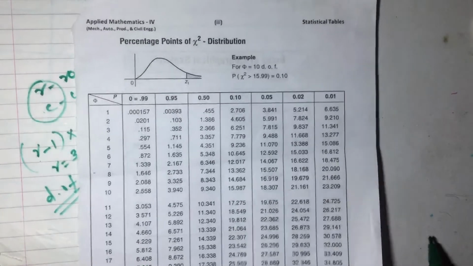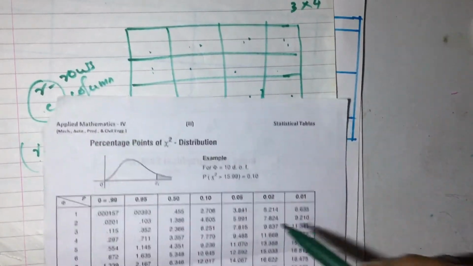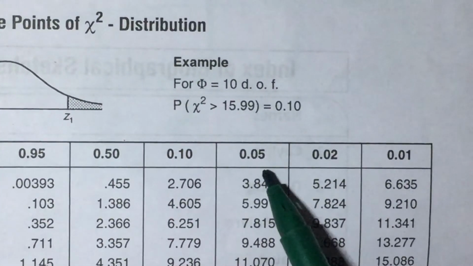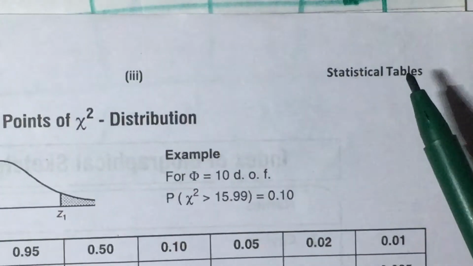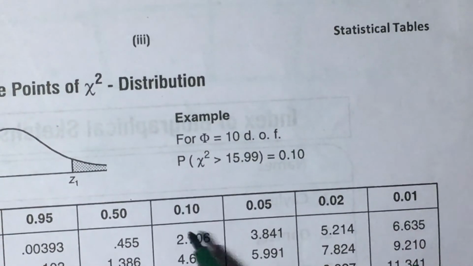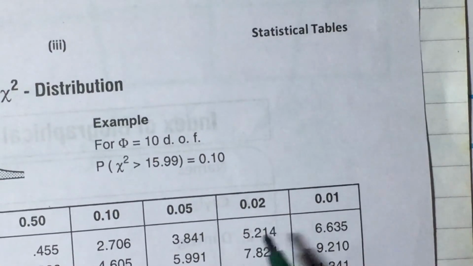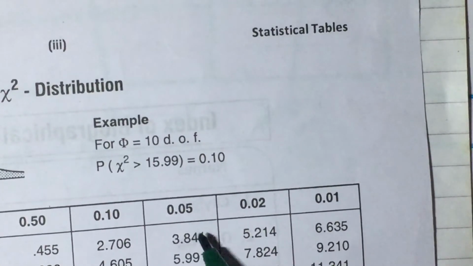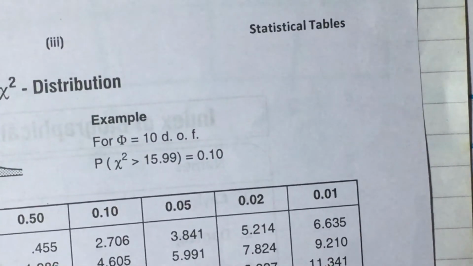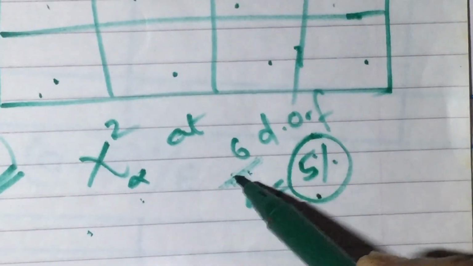So what you have to do is, if 5% is given, in this table you need to look for 0.05. If 1% LOS is given, then go for 0.01. If 2% is given, then 0.02. So whatever level of significance is given, you take that particular value on this top part here. And the degrees of freedom is now 6.